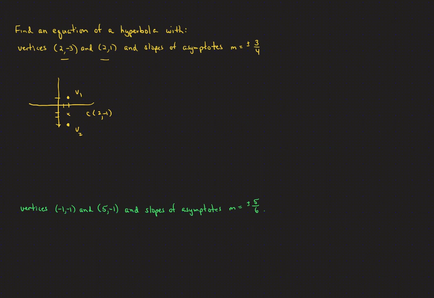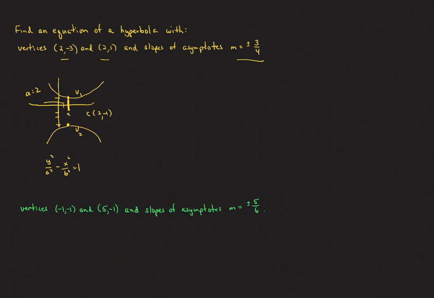We also know that because the vertices are up and down, our hyperbola is going to open up and down, which means it's going to be a y squared over a squared minus x squared over b squared hyperbola rather than an x squared over a squared. And we know this distance from the center to the vertex is a, so we know a is equal to 2. Okay, so now let's use our asymptotes.